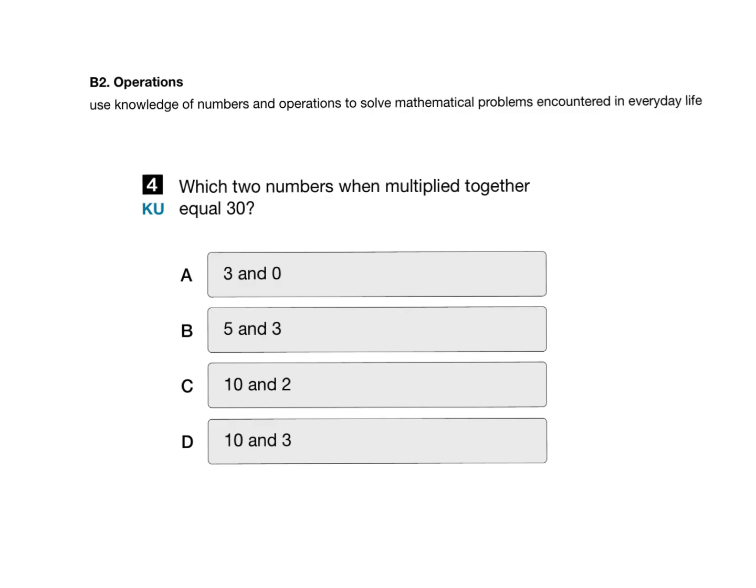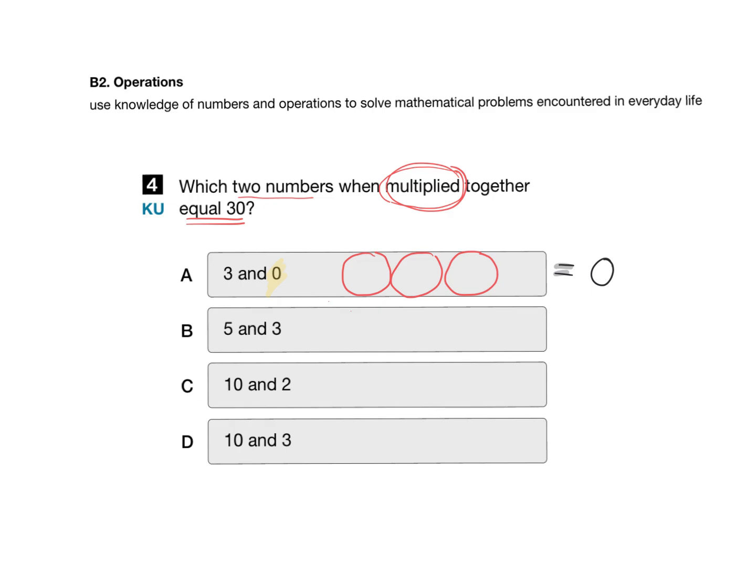The question here says, which two numbers when multiplied together equal 30? So we are looking at multiplication. For the first one, we're multiplying 3 and 0. That means we have 3 groups of nothing. So we're drawing 1, 2, 3. How many do we have in each group? 0. So nothing. So what's our answer? 3 times 0 is 0. Good. There's nothing in the groups.